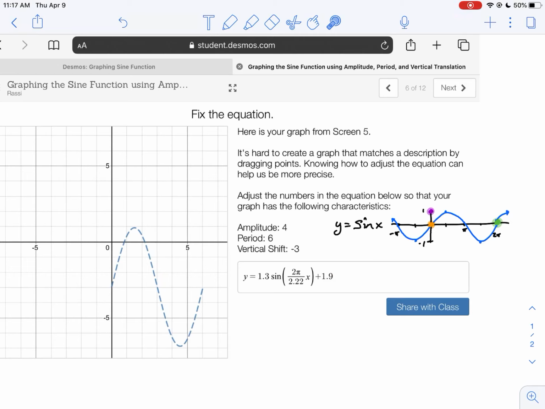Yours might be different numbers, but they're wanting you to change these numbers to match your graph here. Okay? If you're not sure, play around with it. Pause this and play around with it. But if you're not sure, go ahead and watch the next section of the video.